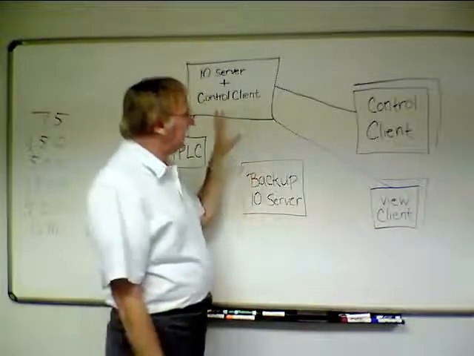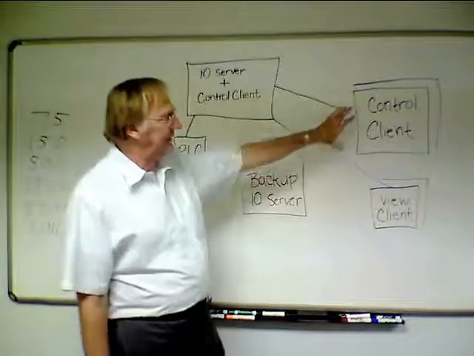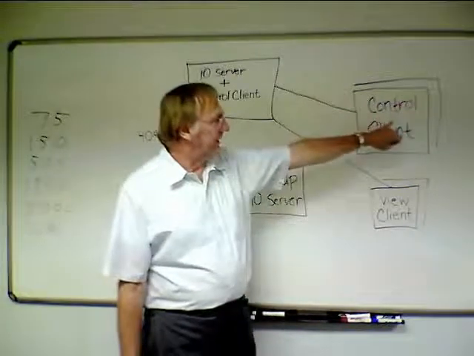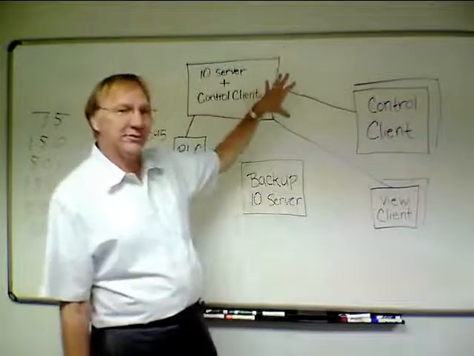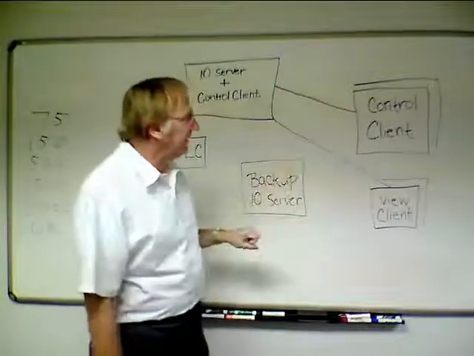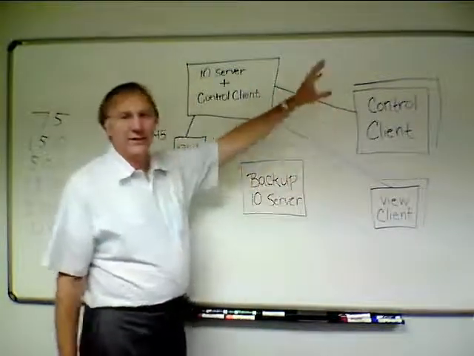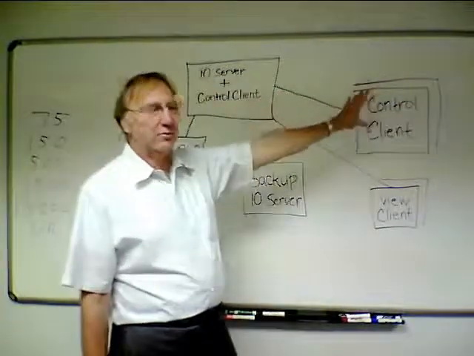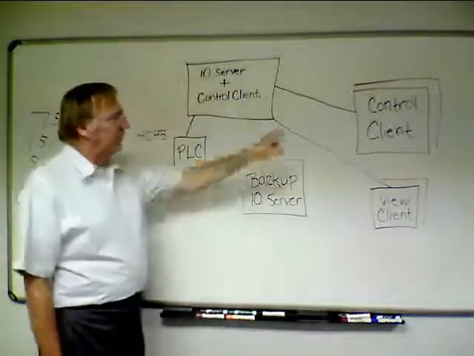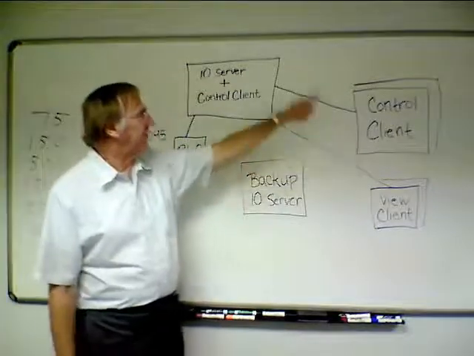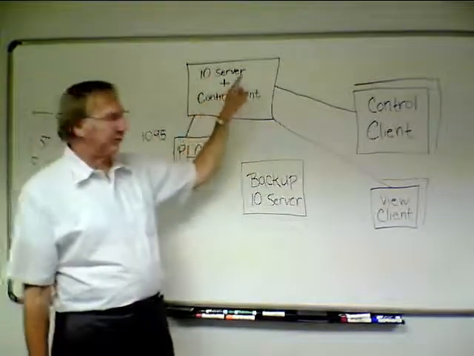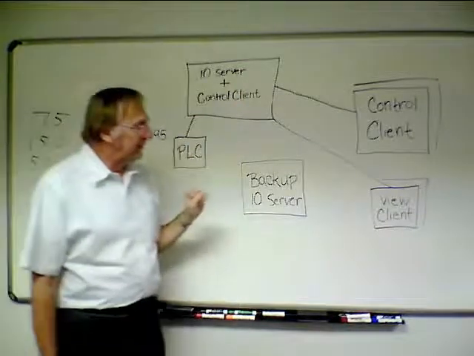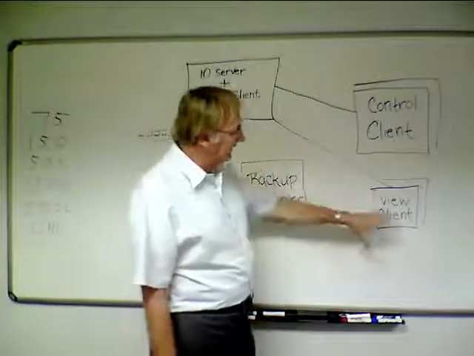Now, we can expand the citect system very easily by adding additional control clients. The control clients talk to the I/O server to get the information. So you can add 1, 2, 3, 30, 40, 50, 256, as many control clients as you want. But all those control clients would get their information by going back to the I/O server, who would get its information from the PLCs. We can also add view clients.